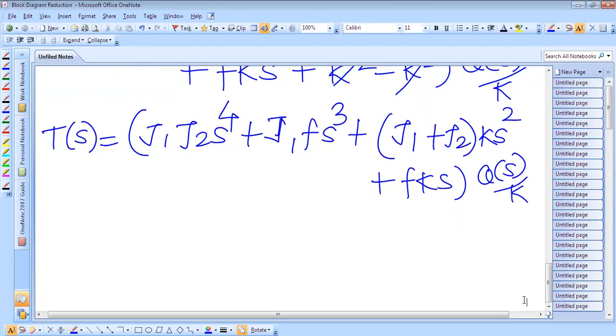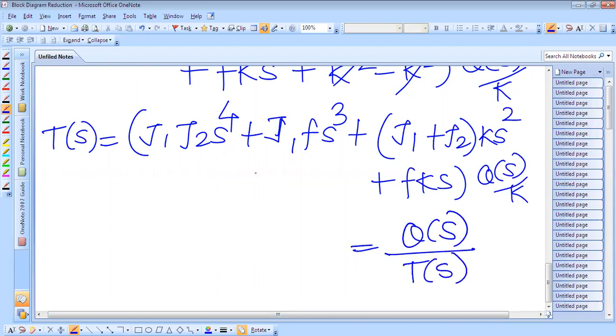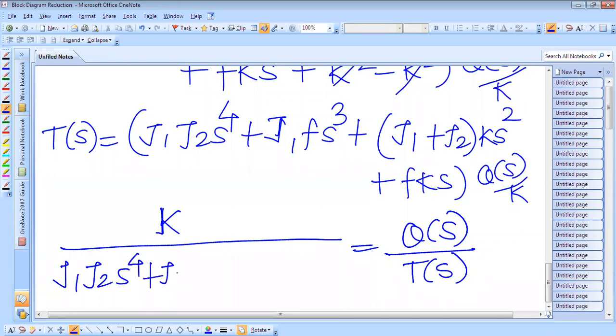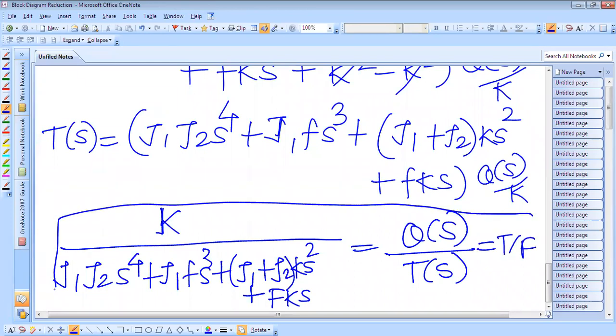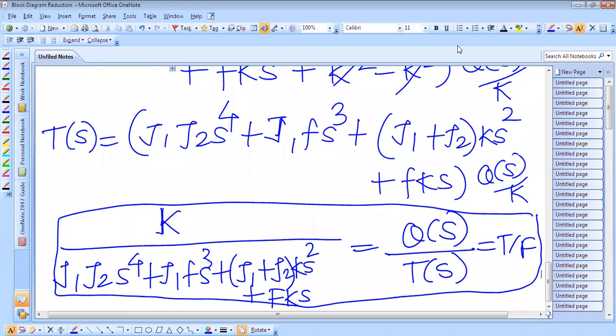Now we will write it in the transfer function form. What is the transfer function? That is theta of S by T of S. So if you take theta of S on this side, K goes into the numerator and this comes into the denominator: J1 J2 S raised to power 4 plus J1 F S cube plus J1 plus J2 K S square plus F K S. So this is the transfer function. This is the required transfer function.